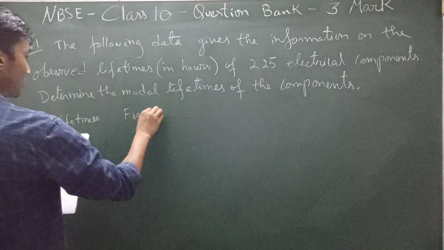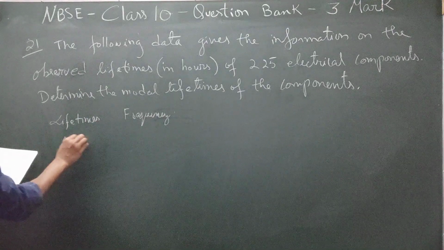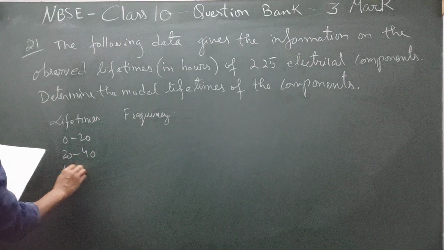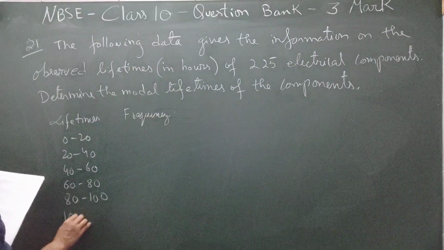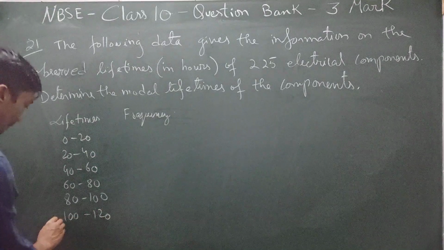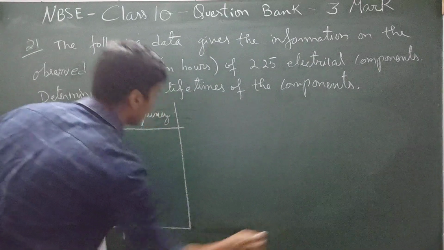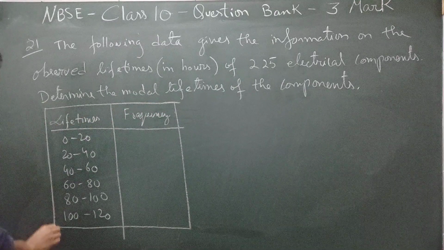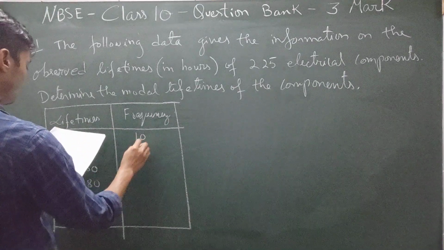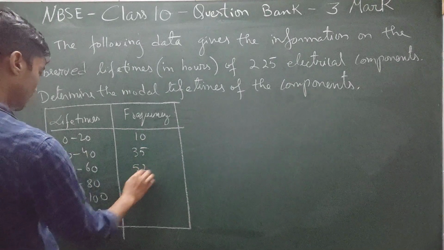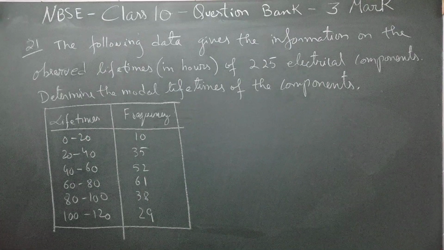Lifetimes, frequency. I'll just do it here, it's alright, no? So 0 to 20, 20 to 40. For mode, we don't have to draw any special table, isn't it? 60 to 80, 80 to 100, 100 to 120. Visible, na? Chalo. Lifetimes, frequency. 0, 20, 20, 40, 40, 60, 60, 80, 80, 100, 100, 120. Frequencies 10, 35, 52, 61, 38, 29. Now to find out the mode, we have to find out the model class.